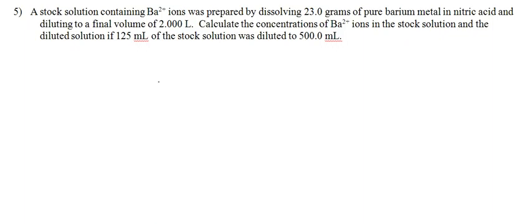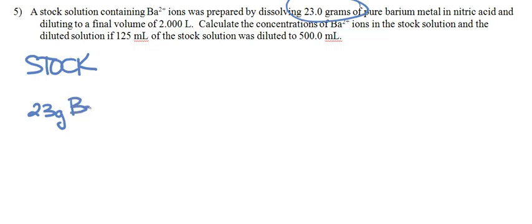Okay, so here's what we're going to do. We're going to first prepare a stock solution. So we're taking 23 grams of pure barium metal. Now, don't get hung up that it has a +2 charge over here. Again, removing 2 electrons is not going to change the molar mass by any significant amount. So we have 23 grams of barium.